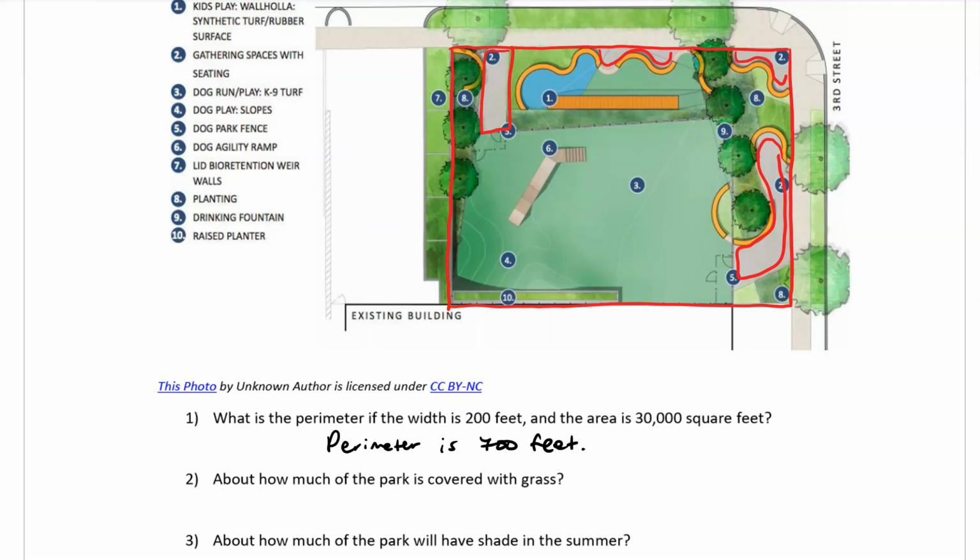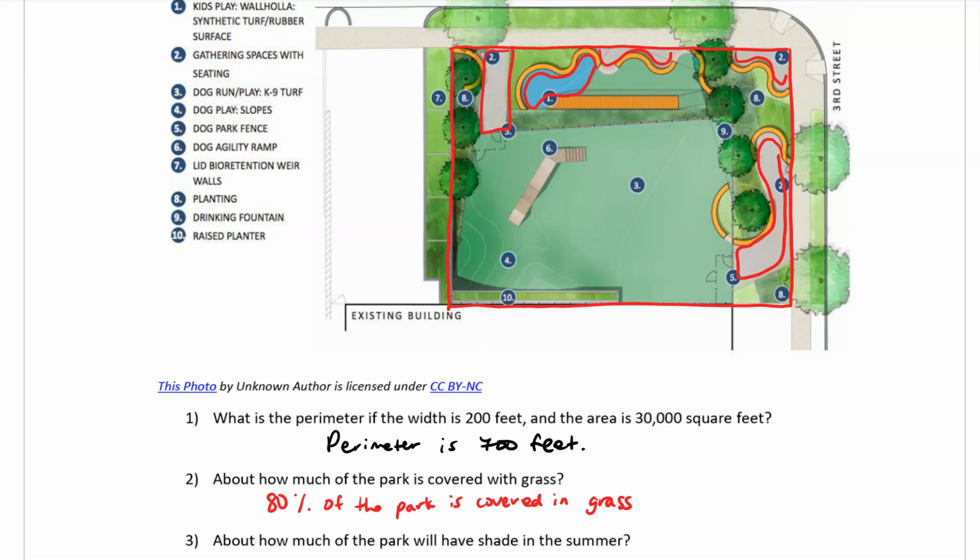And so I would probably say that about 85% of the park is covered in grass. Oh, I forgot to highlight, there seems to be a body of water here. So maybe I should change it from 85, maybe let's say 80%.